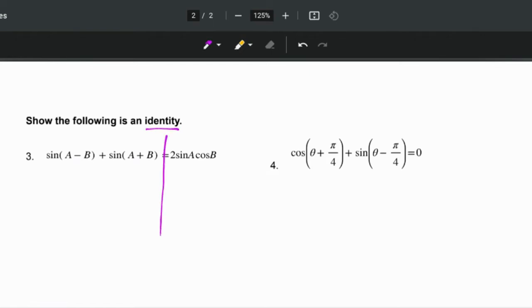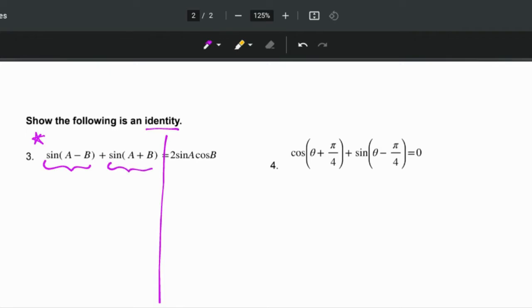And just like before, we're going to work only on one side of the equation. And I would suggest working on the left side since that looks more difficult. So look at the first part. It says sine of A minus B. We're going to use one of our sum and difference identities from the formula sheet in order to expand and then hopefully get to sine A cosine of B. And then we'll do the same thing with the sine of A plus B.